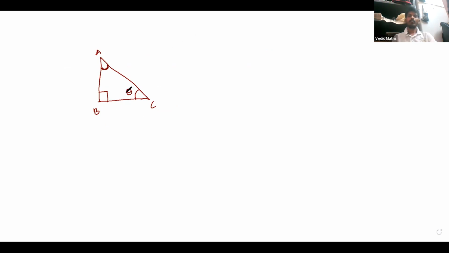We know that one rule, that is angle A plus angle B plus angle C is equal to 180 degrees. Angle A we don't know. Angle B is 90 degrees. Angle C is theta, that equals 180 degrees. So we want angle A. So that is the reason we transpose these two values to the right side.